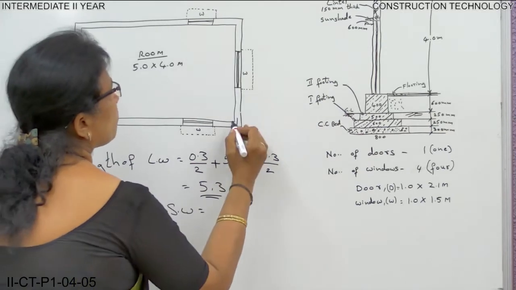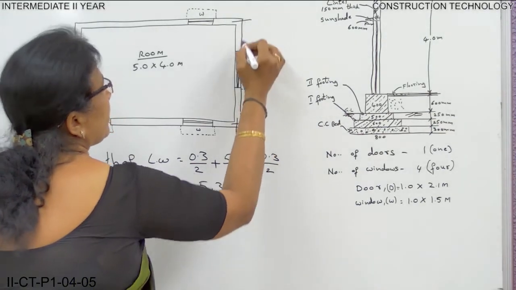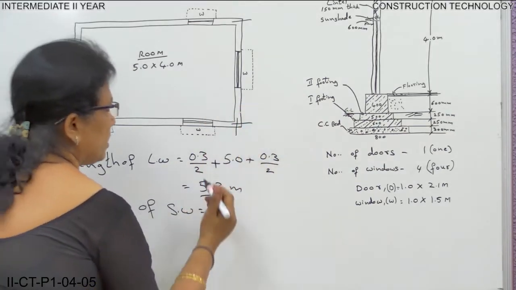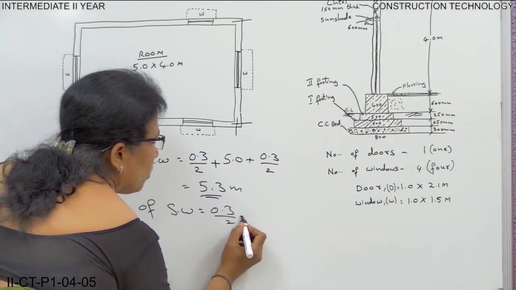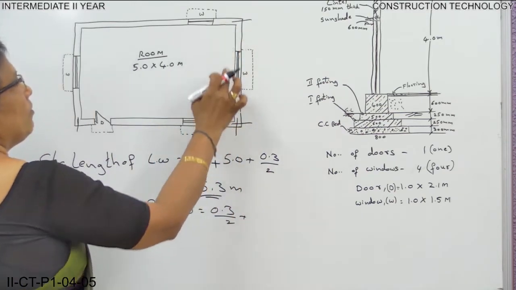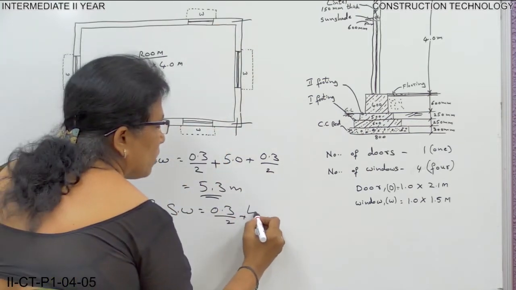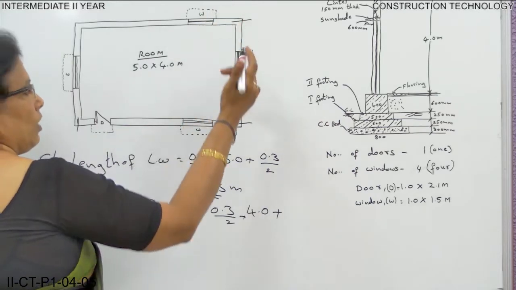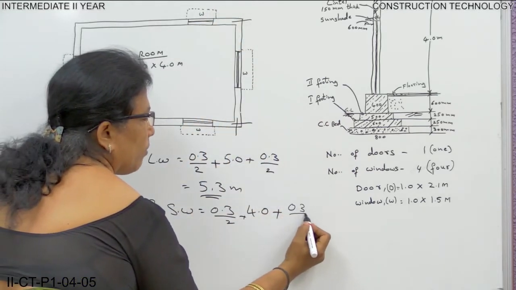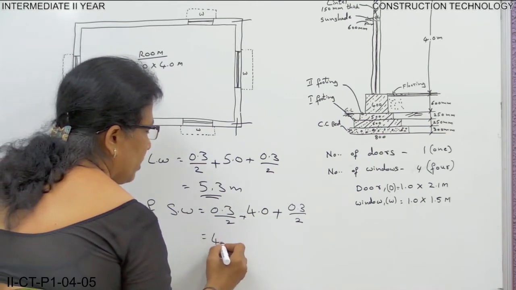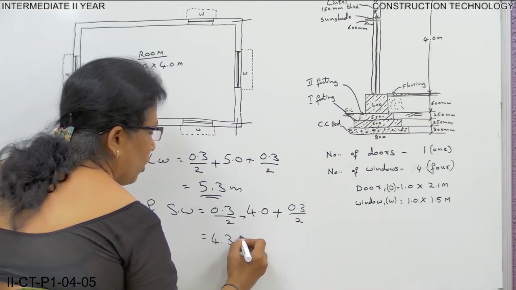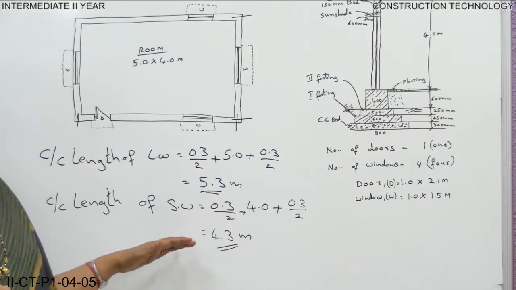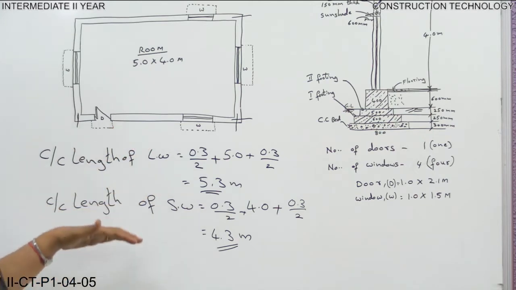Now again, the center to center length of the short wall. This is the short wall. So from here to here we have to take the center to center length of the wall. So this is half the width of this wall, 0.3 by 2, plus from here to here the wall is 4 meters, that is 4.0 meters, plus half the width of this wall, 0.3 by 2. So in total it is coming to 4.3 meters. This is up to here the same as we did in the long wall and short wall method.